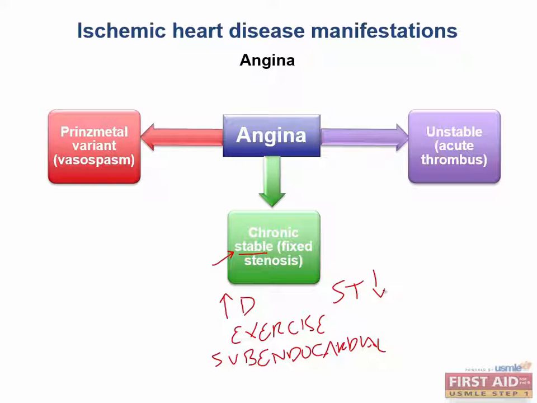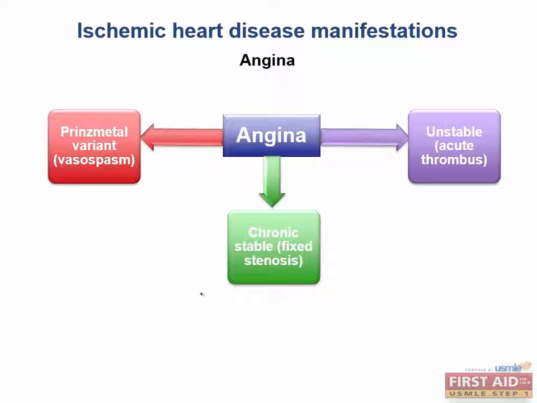These patients feel better when you give them something to help that coronary artery bring in more blood. So you give them something like nitroglycerin and they feel better. Or if they're resting, they feel better. Now what about Prinzmetal or variant angina? This is transmural ischemia or transmural strangling due to coronary artery vasospasm. This leads to ST elevation because the entire wall goes ischemic.